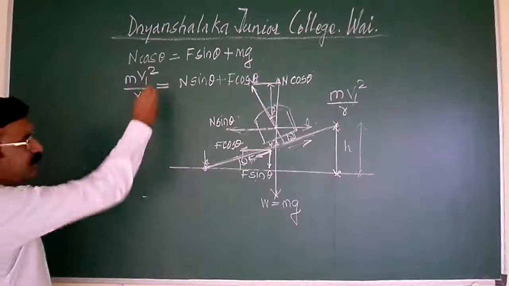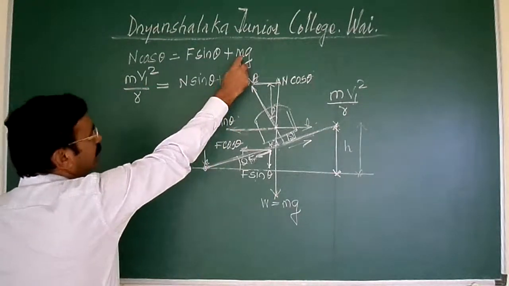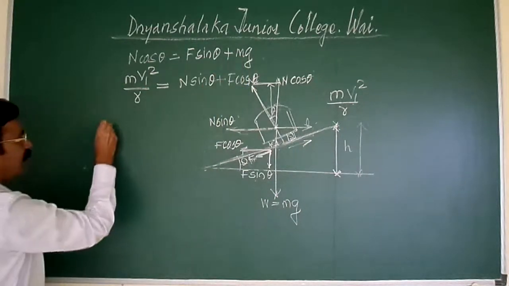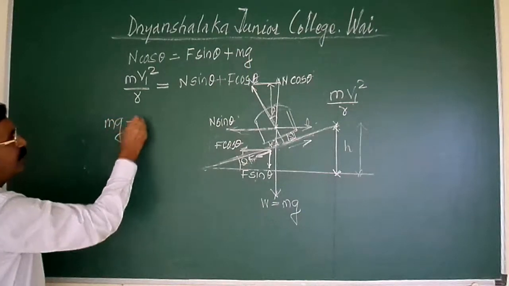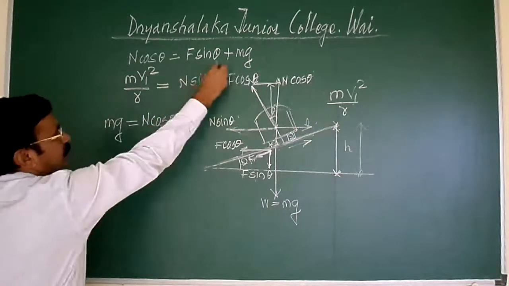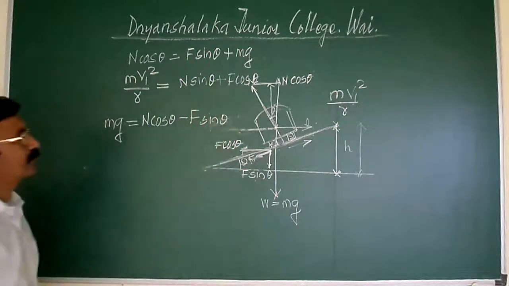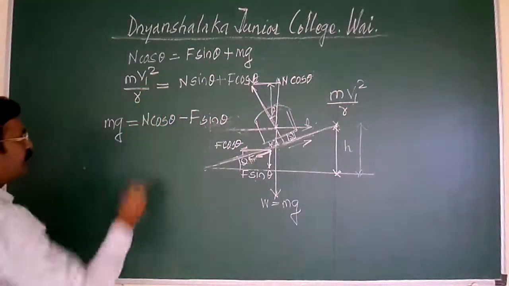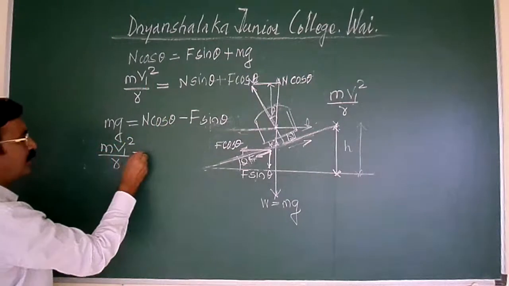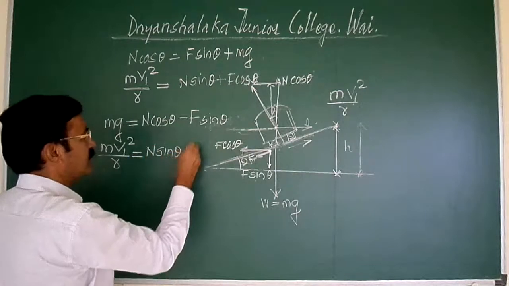Now from these two equations, if we rearrange the terms, let us rearrange equation 1 as, we'll keep this mg on left hand side. This will be equal to n cos theta minus F sin theta. And equation number 2 will be m v1 square upon r. This will be equal to n sin theta plus F cos theta.